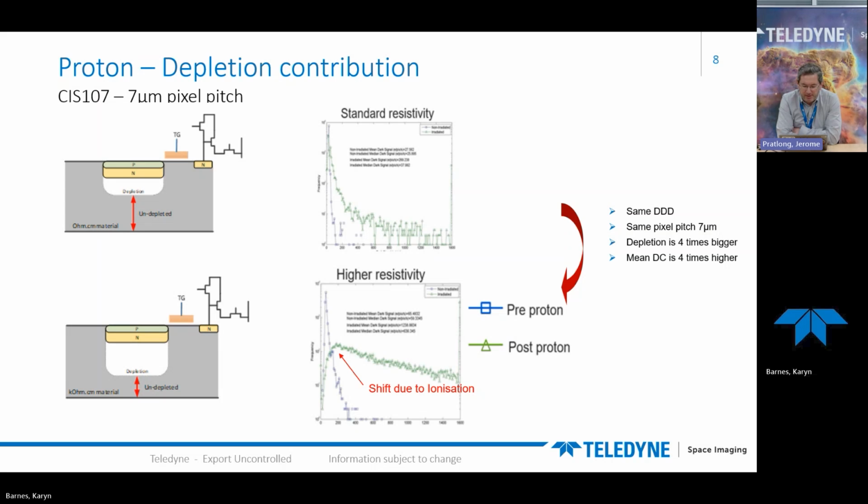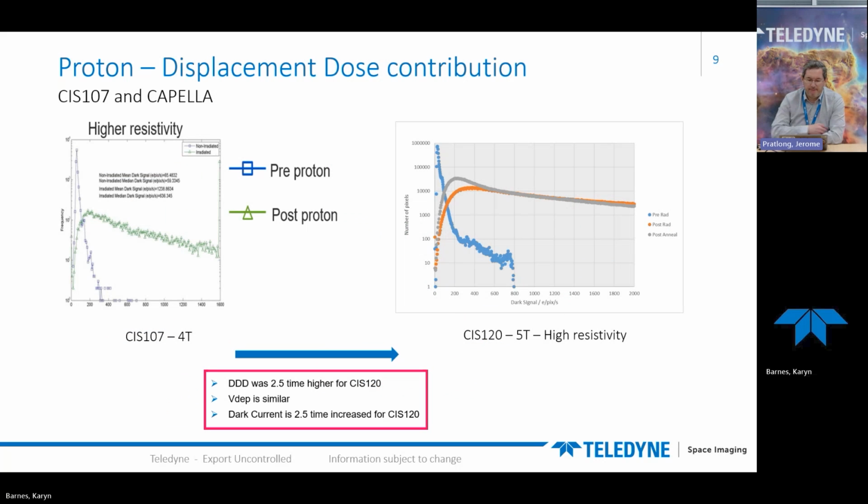And we can see that directly in the proton damage effect. The tests were done with the same dose, same pixel, but a depletion 4 times bigger for the high resistivity material. And we can see that the dark current has increased by 4 times. Therefore, this relation is something we also see on silicon.